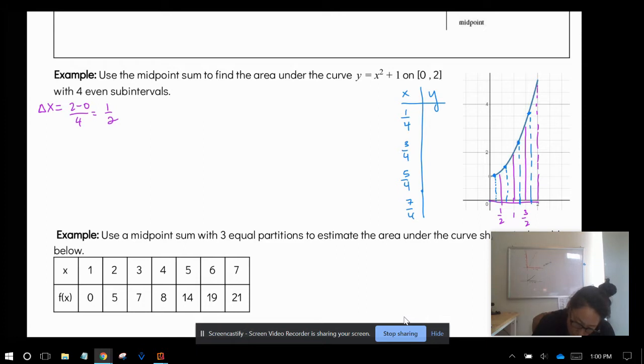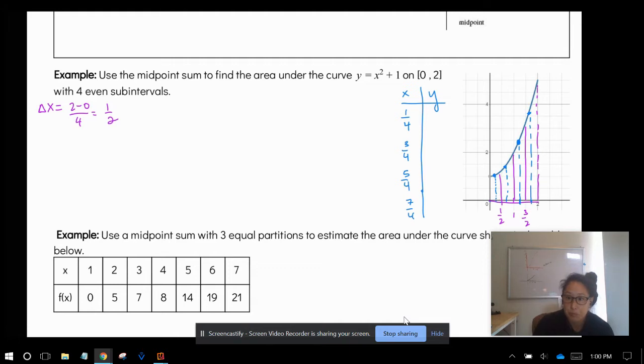So we're using the heights of each one of these outputs. I'm going to go ahead and draw in my little rectangles here, using the midpoint as the height. And we can see that part of the rectangle is a little bit over the curve, but it also is missing some of the curve as well. So again, it kind of evens itself out a little bit more, so it is a better estimate.